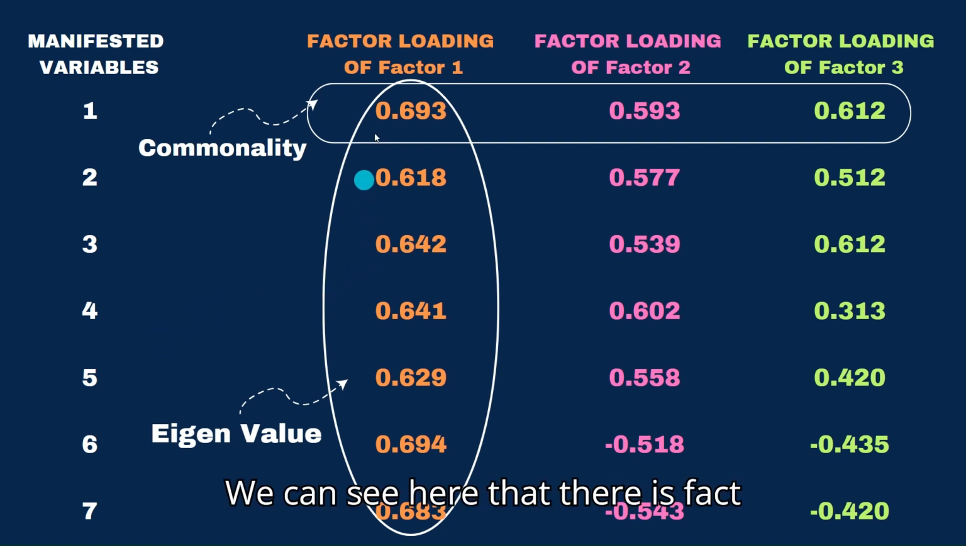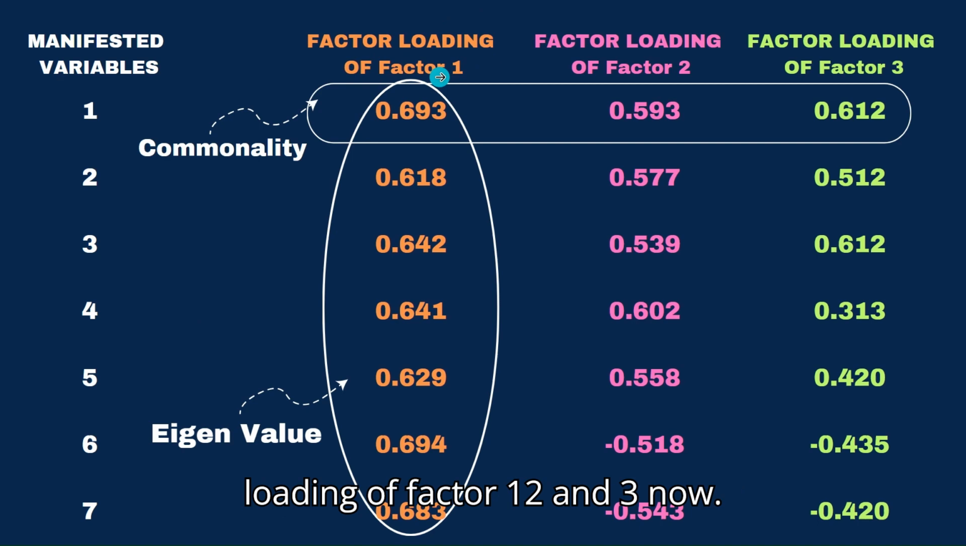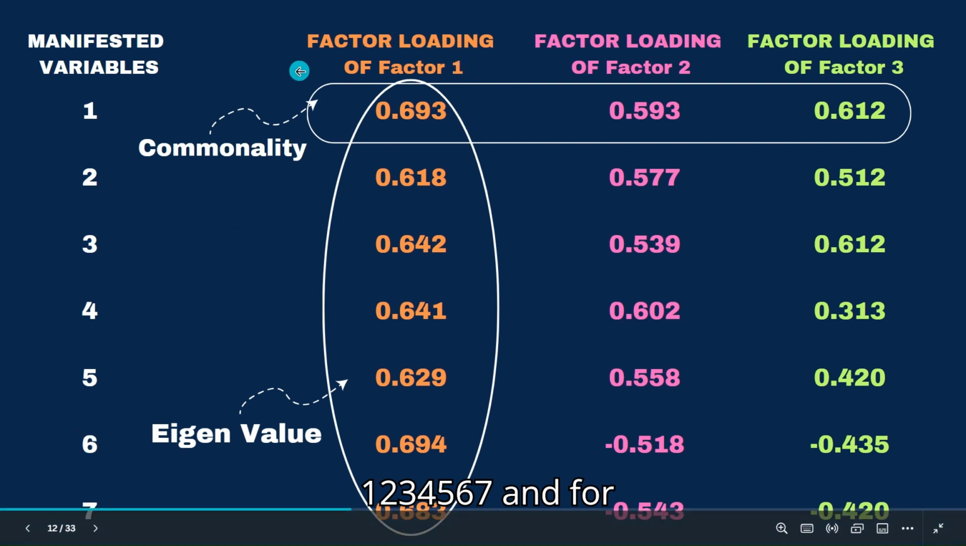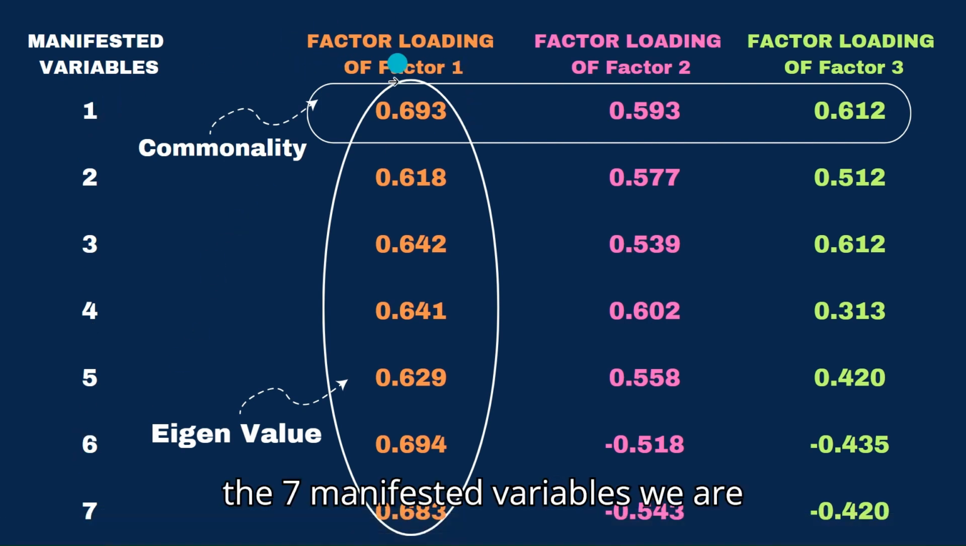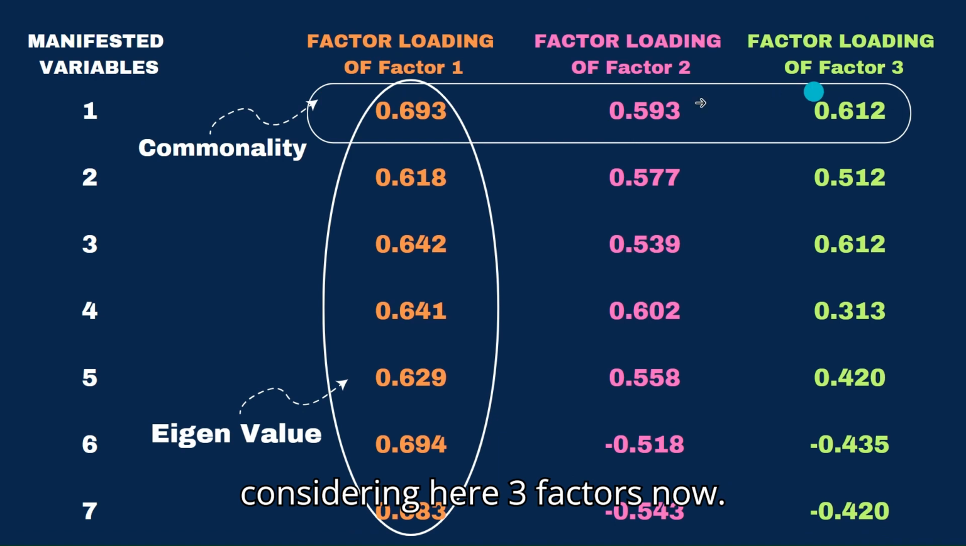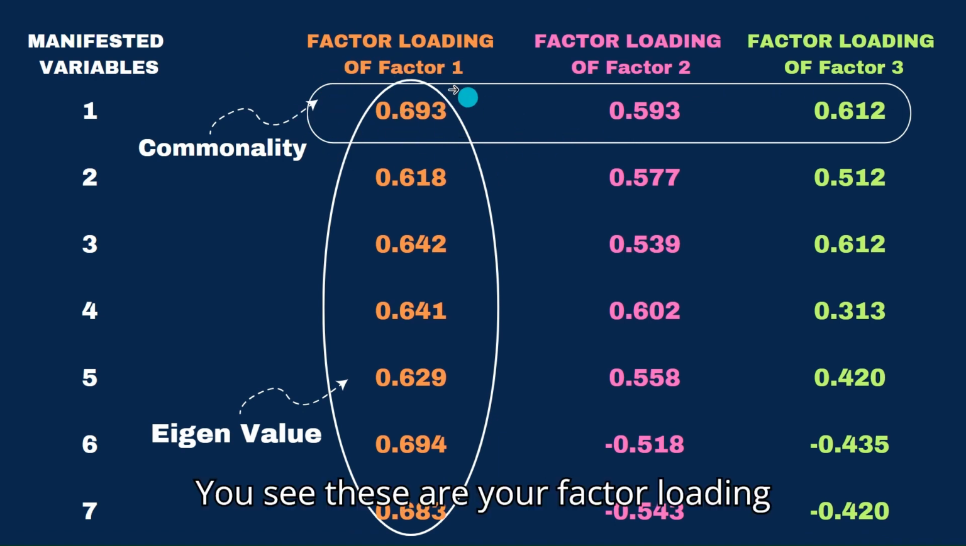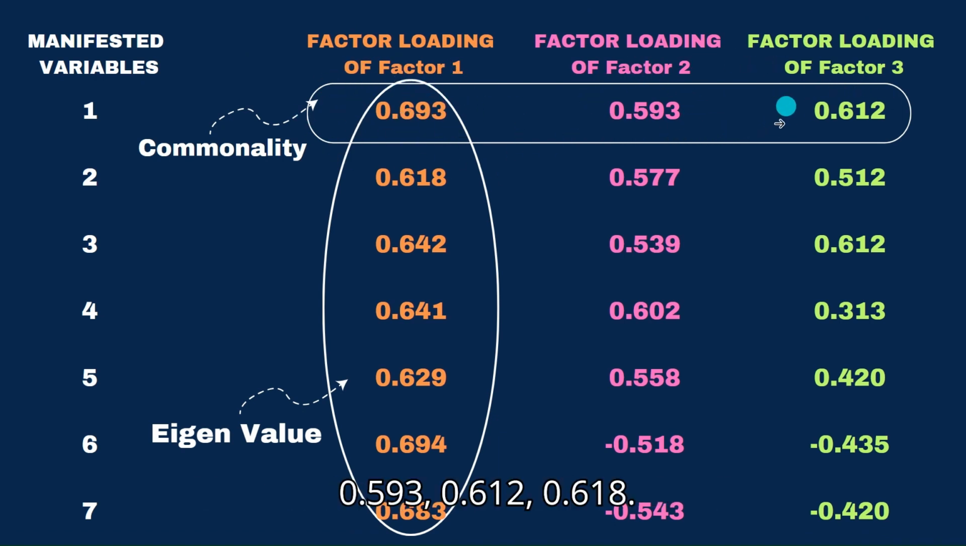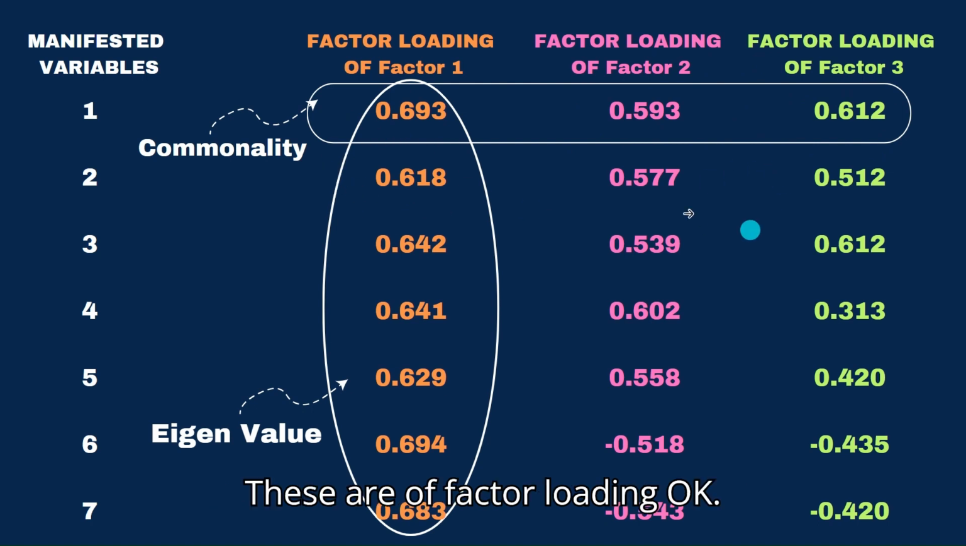We can see here that there is factor loading of factor 1, 2, and 3. Now, manifested variables are your 1, 2, 3, 4, 5, 6, 7. And for the 7 manifested variables, we are considering here 3 factors. Now, you see these are your factor loadings 0.593, 0.612, 0.618. These are your factor loadings. Okay.